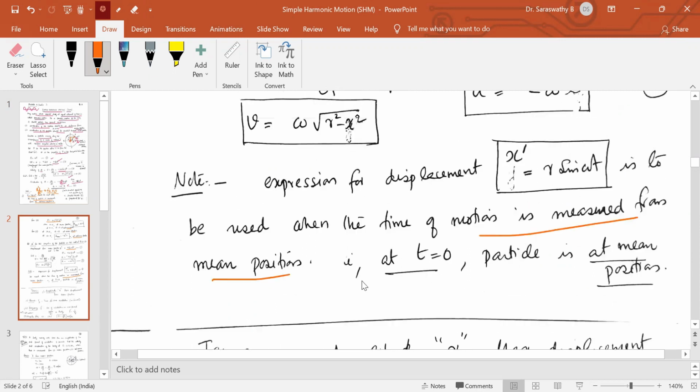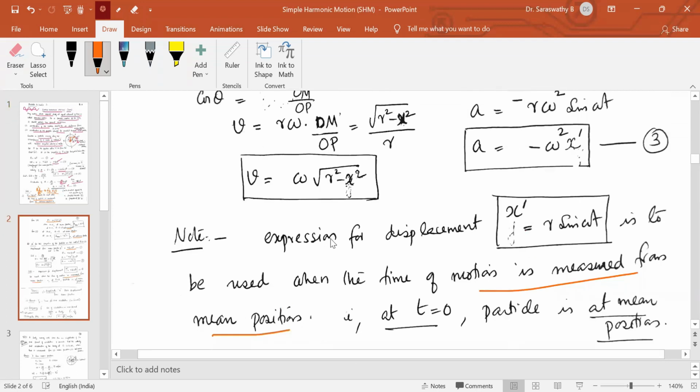So make use of these two expressions. Time has two different references. Either it can be measured from extreme position or it can be measured from mean position. If it is measured from extreme position, x is equal to r cos omega t. If the time is measured from mean position, x dash is equal to r sine omega t. And the expressions for velocity and acceleration remain the same, not changed.